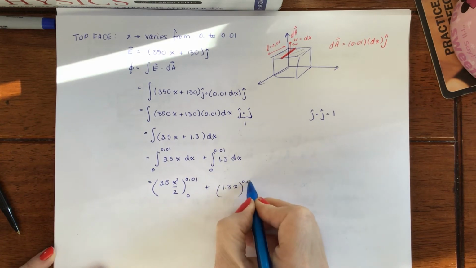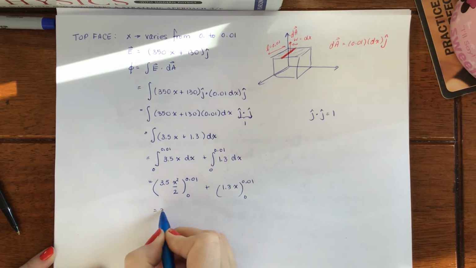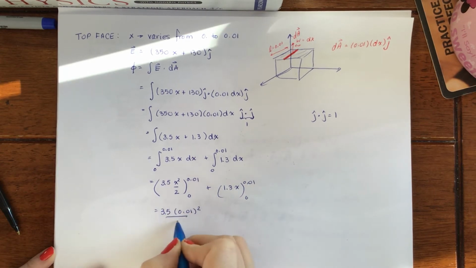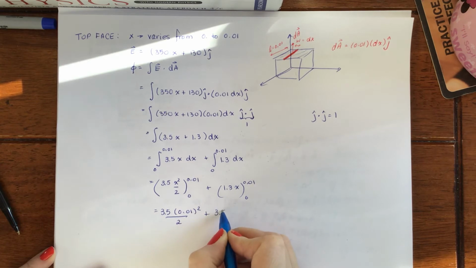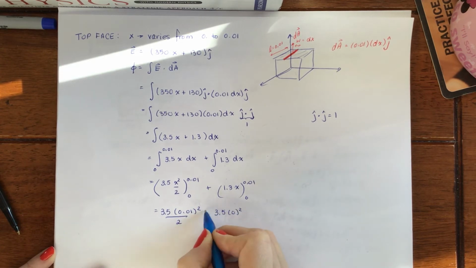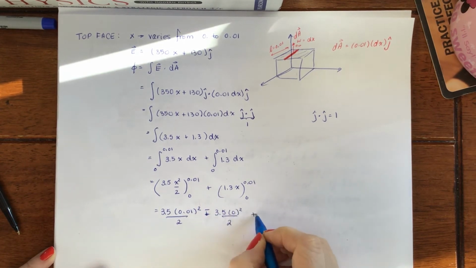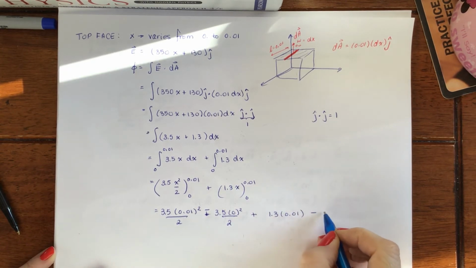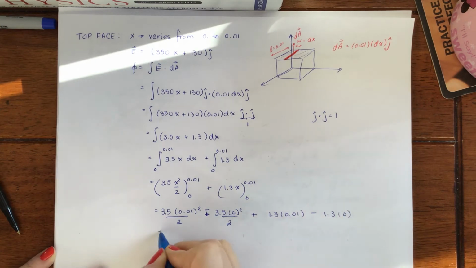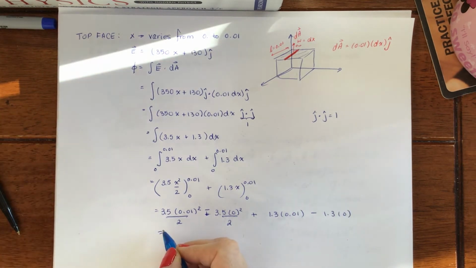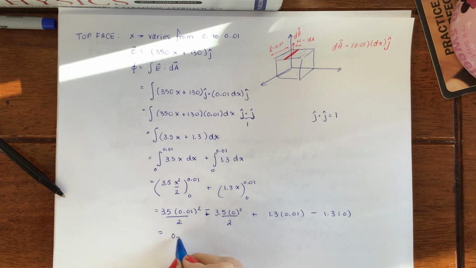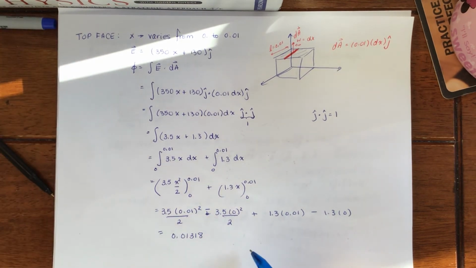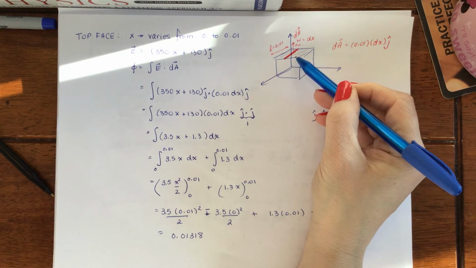So 3.5 times 0.01 squared over 2 minus 3.5 times 0 squared over 2, plus 1.3 times 0.01 minus 1.3 times 0. All that through the calculator, and what we should get is 0.01318. So there's the net electric flux through the top face of the box. Next, let's do the bottom face of the box.